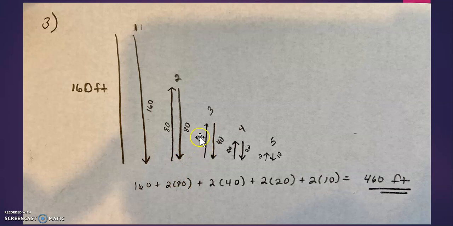Before it hits the 3rd time, it'll go back up 40 and down 40, rebounding half of its previous length. And then before it hits the 4th, it'll go up 20, come down 20. And then before it hits the 5th time, it'll go up 10, down 10. So that's the critical piece here, that you're covering those distances twice because of the rebound before it hits the ground again. So we add all of those distances up and we get 460 feet.